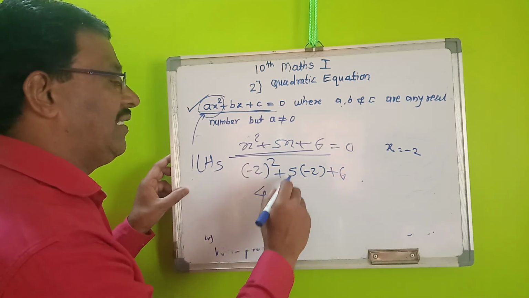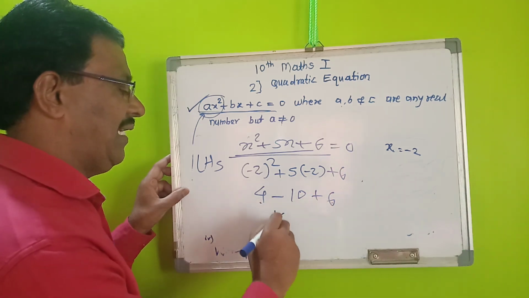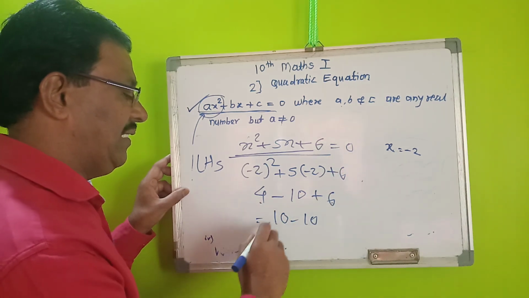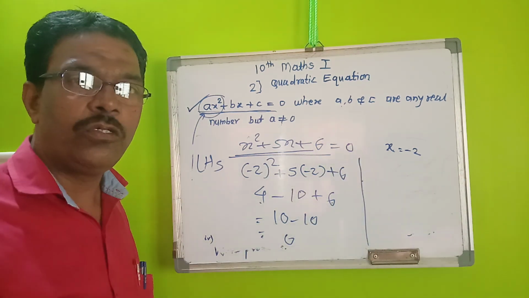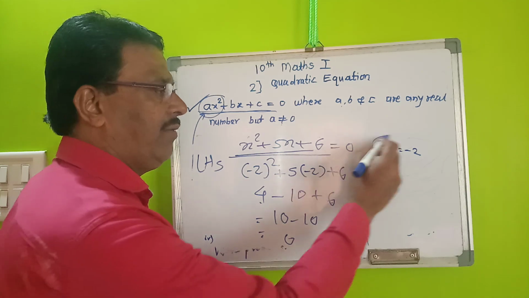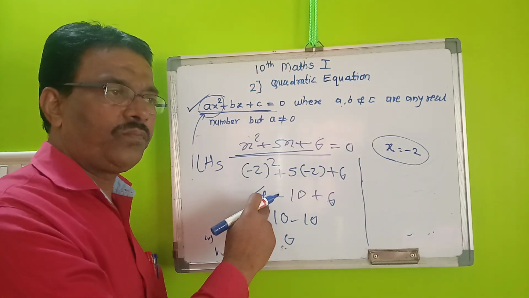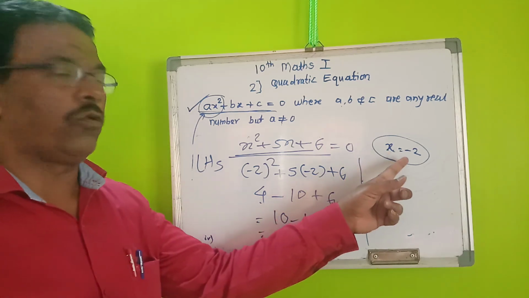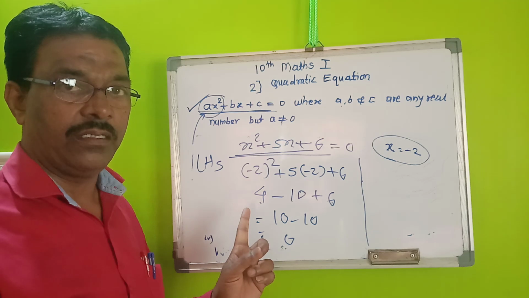Plus, minus 5 twos are minus 10, plus 6. 4 plus 6 is 10. 10 minus 10 is equal to 0. But RHS is also 0. So the value of variable x is equal to minus 2 satisfies the given equation. So x is equal to minus 2 is the solution of the given quadratic equation.